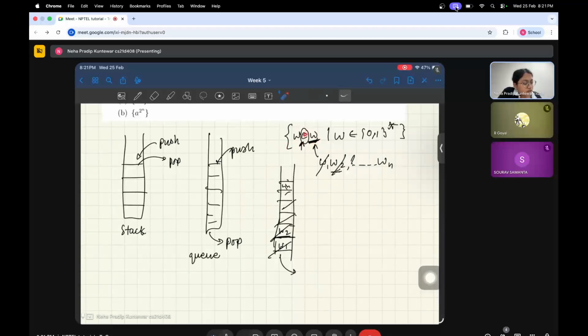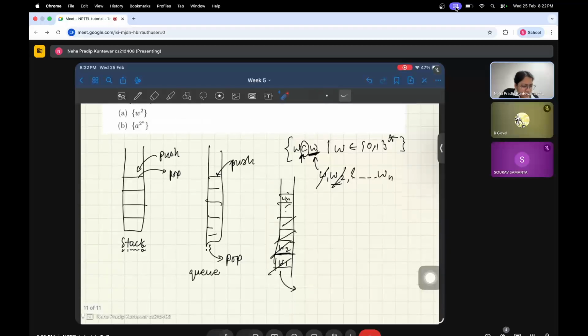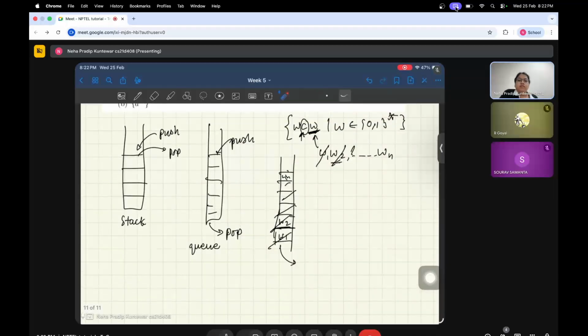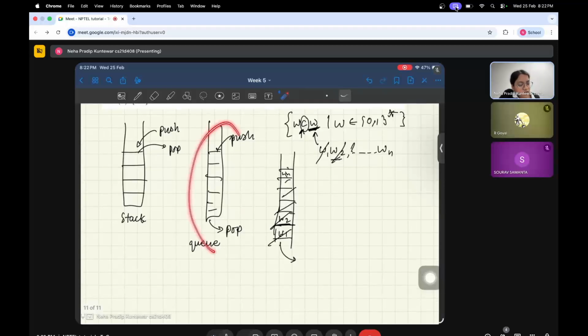But if you're not given this demarcation that this is where the middle is, then you'll probably have to guess. Maybe you'll need some kind of non-determinism here to detect where is the mid of that string. But that is one simple language that you can see easily is accepted by this new model. Is this okay?